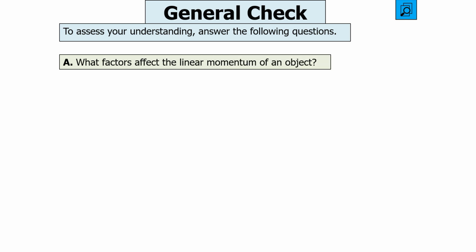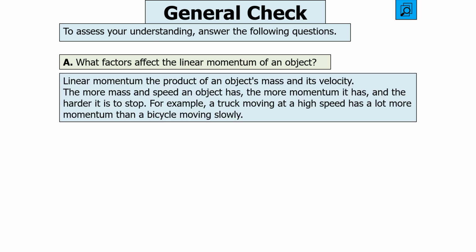The next question says, what factors affect the linear momentum of an object? So pause the video now, then unpause the video when you want to go through your answer. Linear momentum is the product of an object's mass and velocity. The more mass and speed it has, the more momentum it has, and the harder it is to stop. So a truck moving at a high speed has a lot more momentum than a bicycle moving slowly.